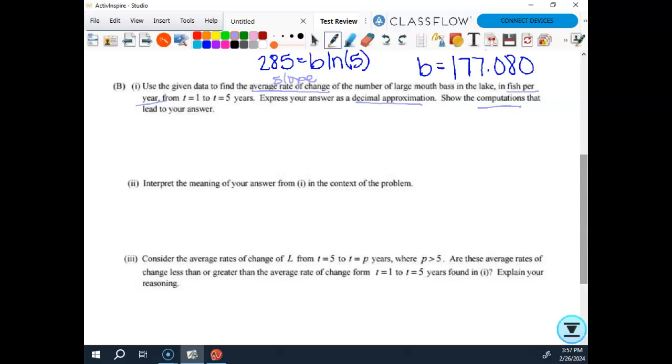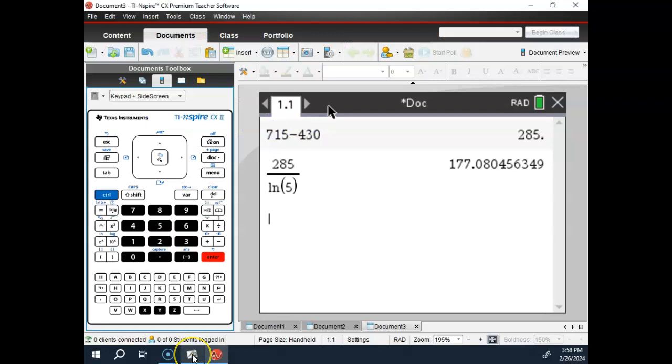And so this function, this was L. So that means we're going to do L of 5 minus L of 1 over 5 minus 1. All right, so L of 5 was 715 minus 430 over 4, right? And we already know that this is 285 over 4. It does tell us to give a decimal approximation. So 285 divided by 4.